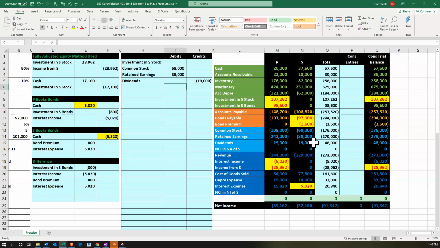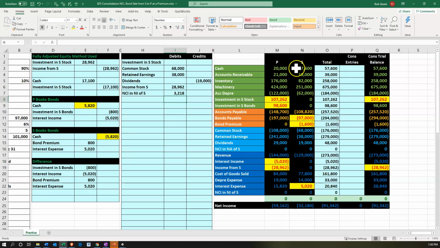Then we're going to go down, and we typically do something to the income from S account. So I'm going to say, all right, income from S. We got to remove the controlling interest portion of net income, this 32,180, standard procedure. So we're going to take that times the controlling interest, which is 90%. And then we're going to take the non-controlling interest and apply out the 10%. Standard procedure. So we're going to take the 32,180 times the 10% non-controlling interest.